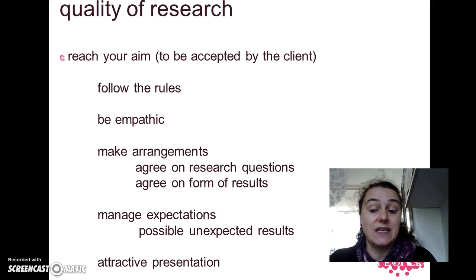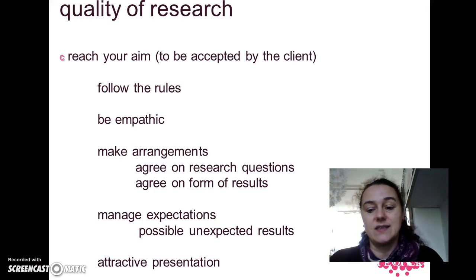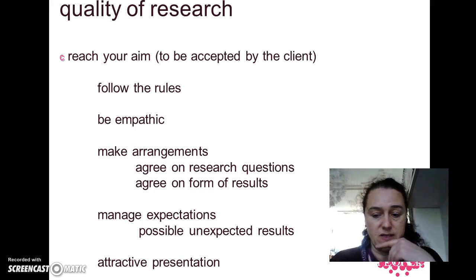And of course, make a really attractive presentation that really engages the client and the client's needs. That is to be accepted by the client in terms of the quality of your research. So even if you have great research, if you don't communicate it well, it downplays the quality of your research.